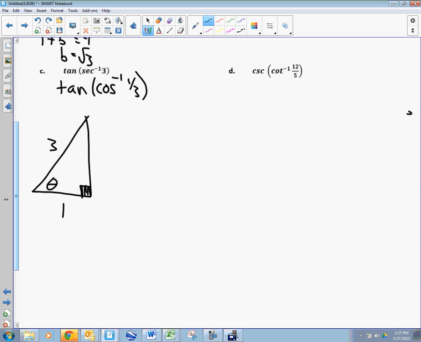Is that enough information to find the other side? Yes, 1 squared plus b squared is equal to 9. So b is equal to the square root of 8, or 2 roots of 2. Remember when we used to spend 2 days to figure that out? You know what I mean? Now, we've got that. Tangent of cosine inverse of 1/3. What's cosine inverse of 1/3? What part of the triangle does it give you? Theta. So this turns into tangent of theta, which is 2 roots of 2.